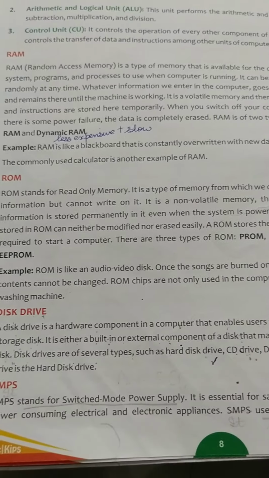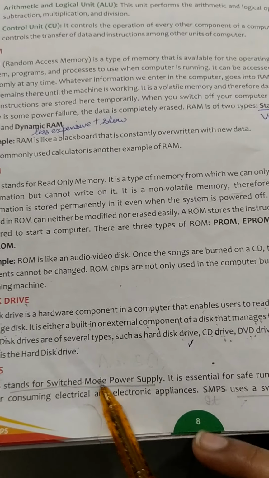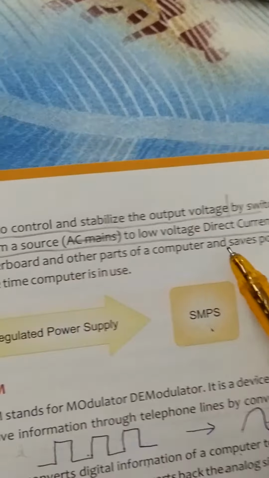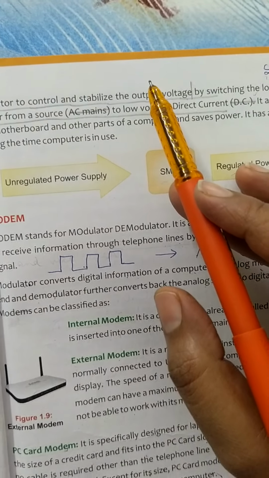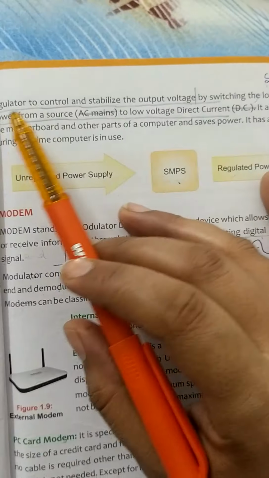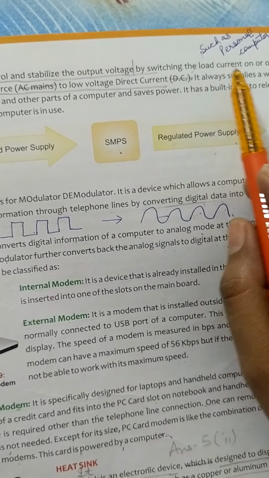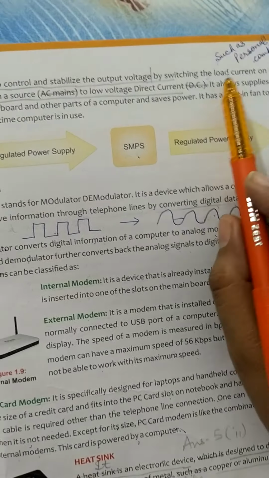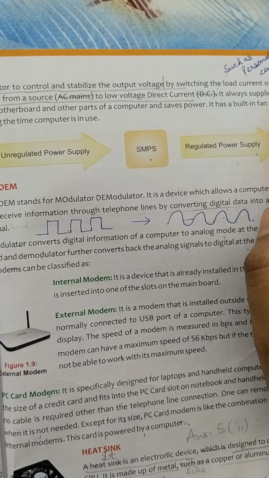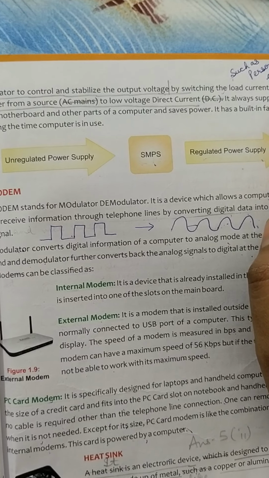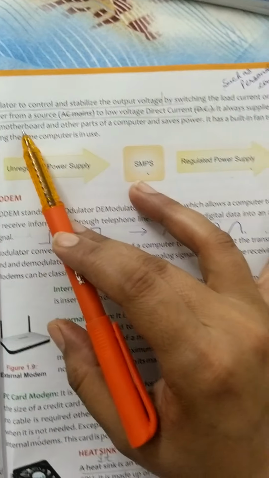Next is SMPS. SMPS stands for Switched Mode Power Supply, and it is essential for the safe running of all power consuming electronic devices. It uses a switching regulator to control and stabilize the output voltage by switching the load current off or on. This voltage regulation is achieved by varying the ratio of on to off time. This high power conversion efficiency is an important advantage of SMPS.